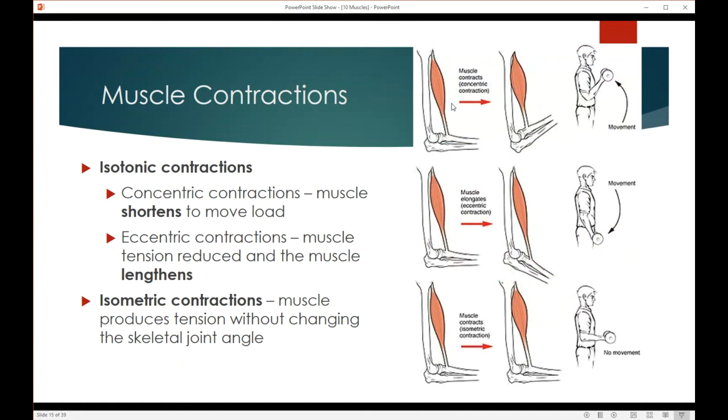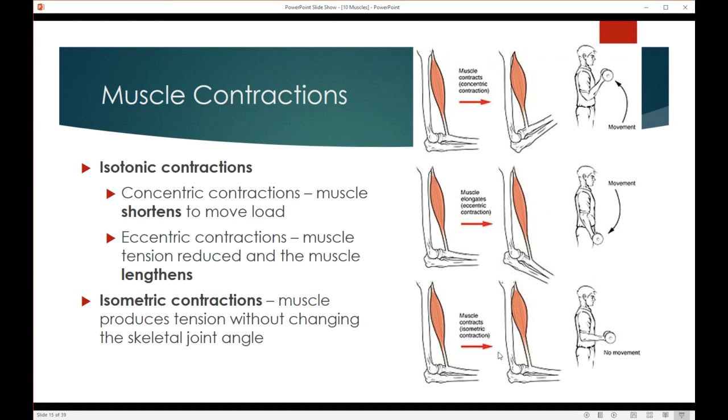There's different types of muscle contractions. So there's isotonic contractions. So in isotonic contractions, we're going to contract concentrically. This is when you would think of like lifting up a weight, right? That's a concentric contraction. We shorten the muscle in order to move a load. Okay. We also have eccentric contractions, and this is when we lengthen the muscle. So there's tension reduced, right?